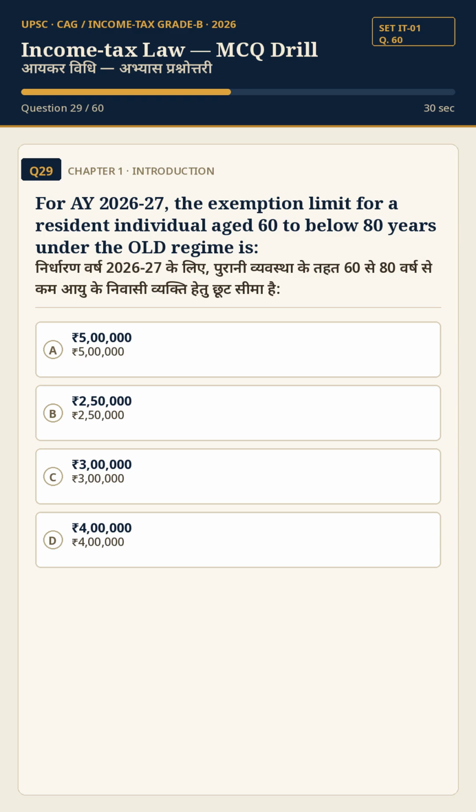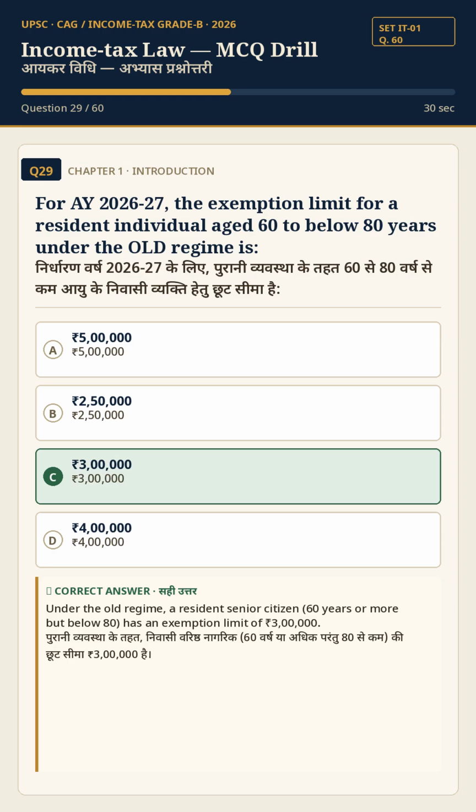Question 29. For AY 2026-27, the exemption limit for a resident individual aged 60 to below 80 years under the OLD regime is option A or B. The correct answer explanation: under the old regime, a resident senior citizen, 60 years or more but below 80, has an exemption limit of 300,000.